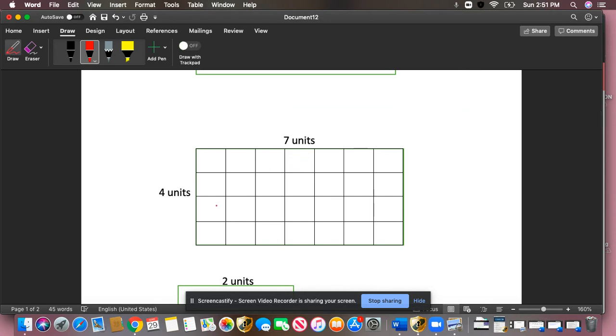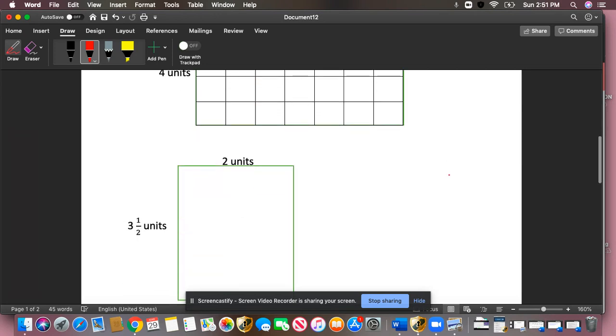So if I have a rectangle that's 7 units by 4 units, that means I have 7 of these units across for the length and then 4 down for the width. This is what tiling looks like. So you'd find the area the exact same way. I have 7 by 4 down here, so it equals 28 units squared.